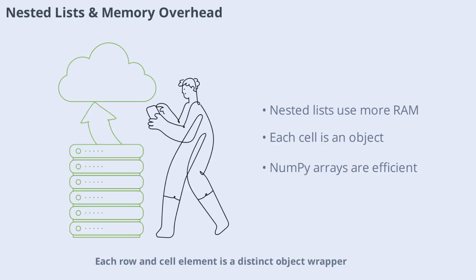Iterating massive nested sequences with multidimensional lists in Python can lead to significant memory overhead. Each row and cell element is a distinct object wrapper, consuming more RAM than contiguous arrays. For example, storing a 10,000 x 10,000 matrix with nested lists can use up to 10 times more memory than an equivalent NumPy array. Choosing the right data structure is crucial for efficient memory management in AI projects.